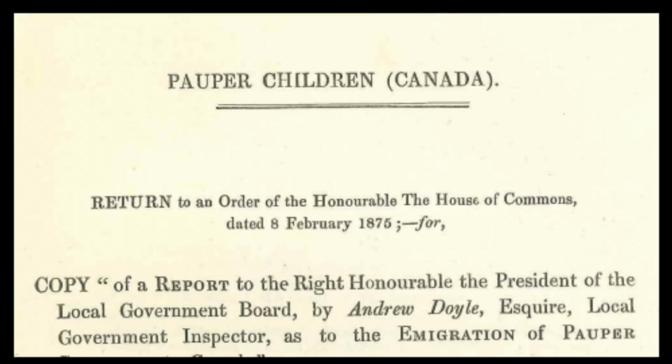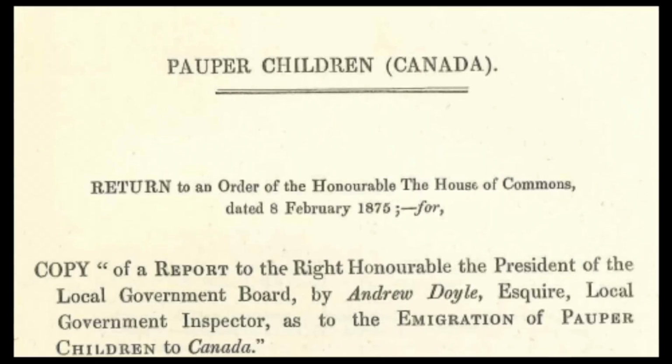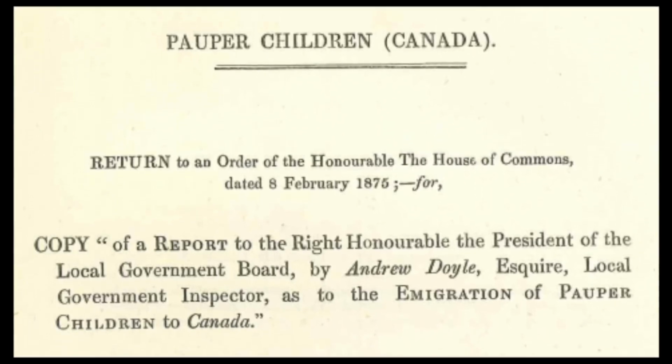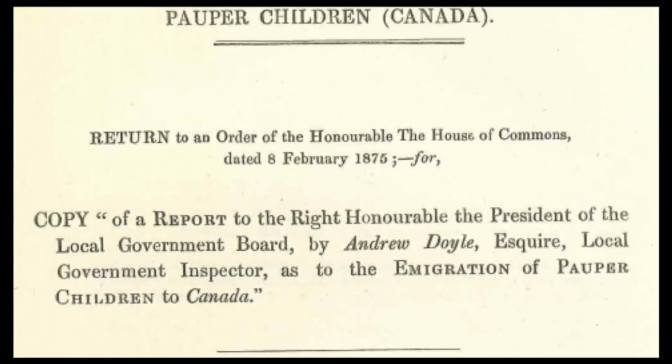Reports of neglect, lack of supervision, and poor placement of the children began to filter over to Great Britain, and in 1874, the local government board responsible for workhouses in England ordered an inspection of the organizations taking workhouse child inmates to Canada. Andrew Doyle's report, focusing mainly on Maria Rye, but also mentioning Annie McPherson, was scathing.